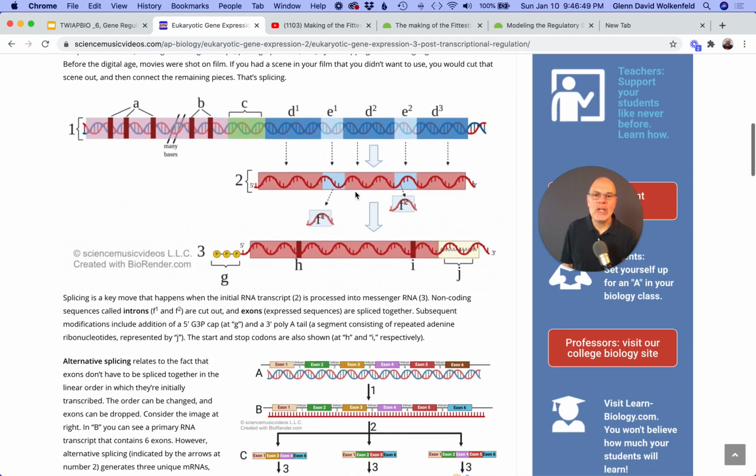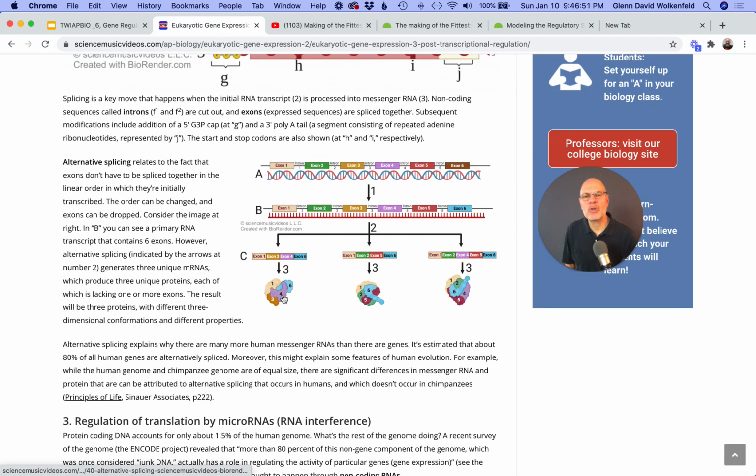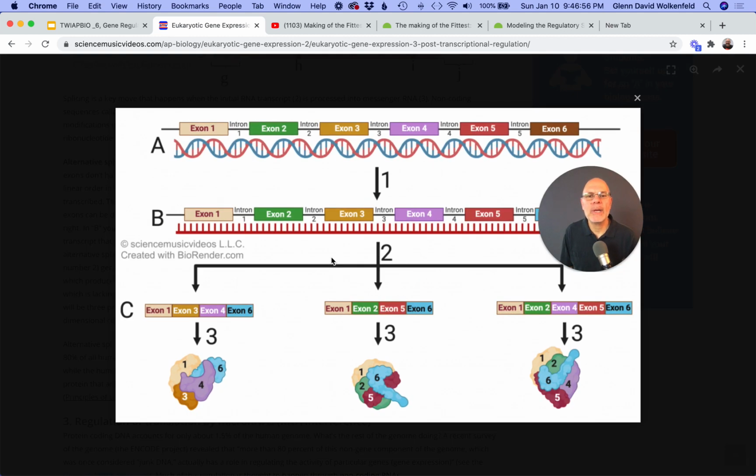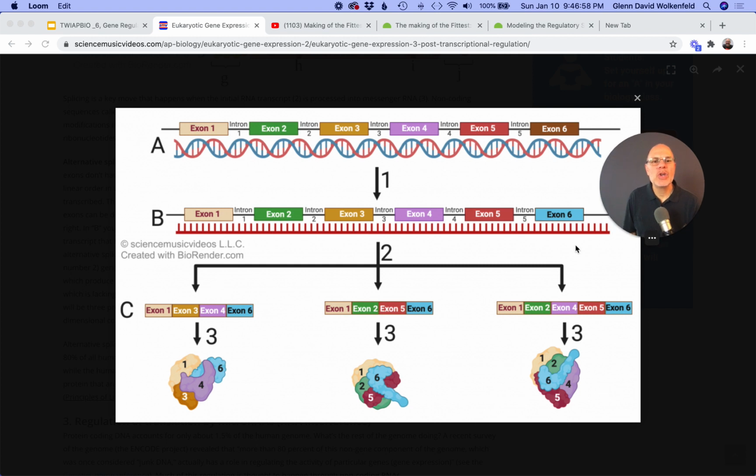So here's transcription, but then after transcription, what you can have is, for example, let's see if I can make that a little bit bigger. Fantastic. So what you can have is alternative splicing together of exons. So from one pre-mRNA that has 6 exon regions, you can splice that together in various ways where each exon codes for a functional domain, and therefore you have functional proteins, but they're all a little bit different, more diversity. So that's basically the story over there.